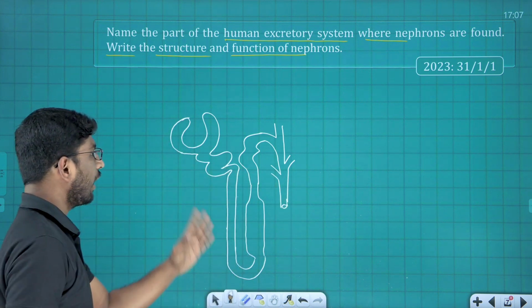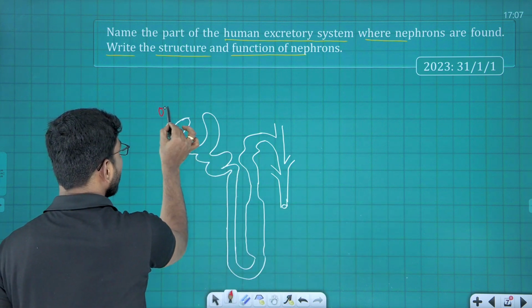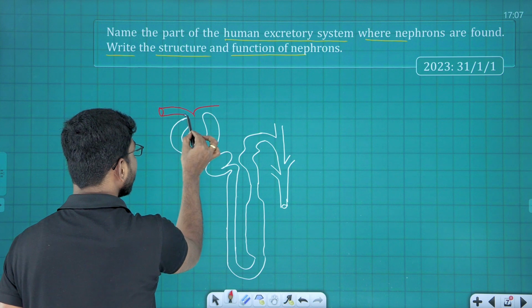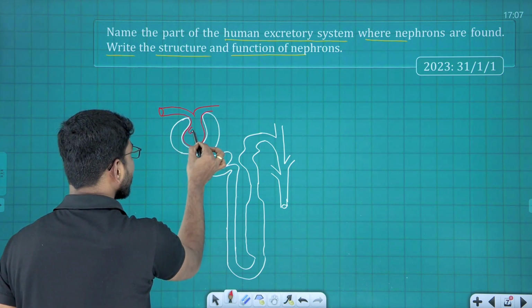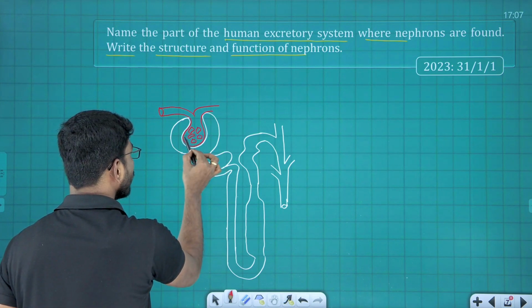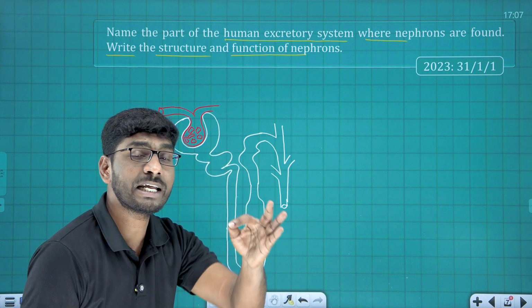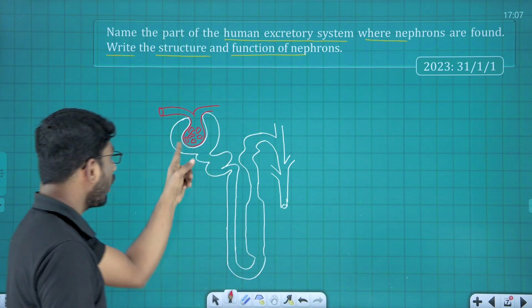Am I clear, students? Now, look here. Into the Bowman's capsule, one blood vessel comes and enters. It's called the afferent arteriole. And this afferent arteriole breaks down into capillaries. These capillaries are known as the glomerulus, where filtration of blood takes place and filtrate is formed in the Bowman's capsule or glomerulus.